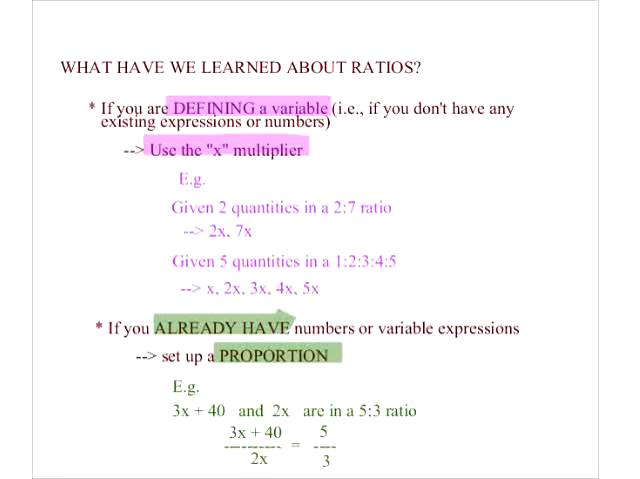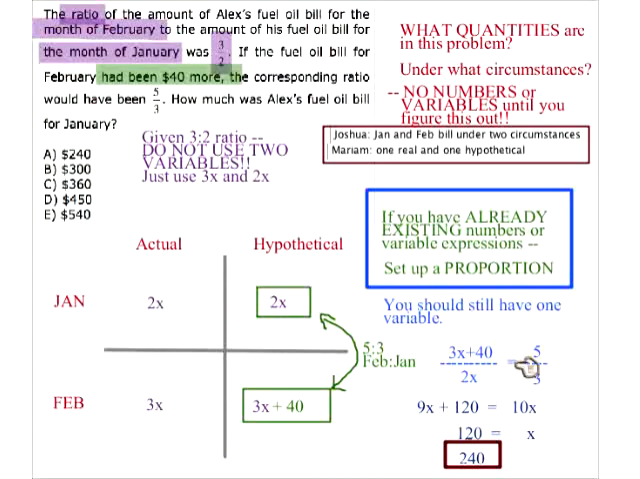So these are mutually exclusive. There's no conflict between these approaches. If you define a variable, you do that. If you don't have to define anything, you do this. One person is asking, how did we get 240? If you have this, you cross multiply, and then you do basic algebra. Okay, other questions?